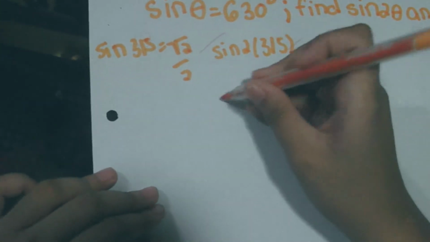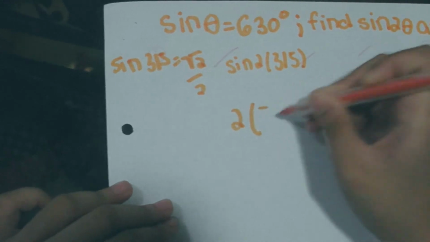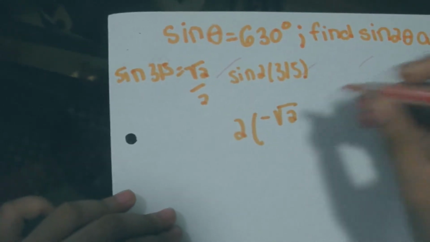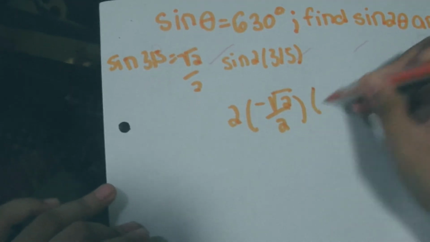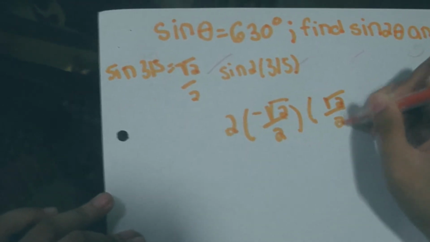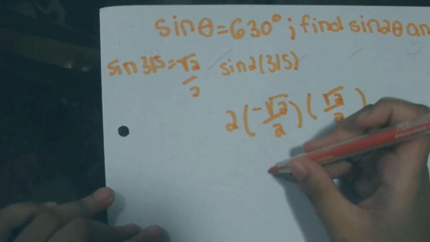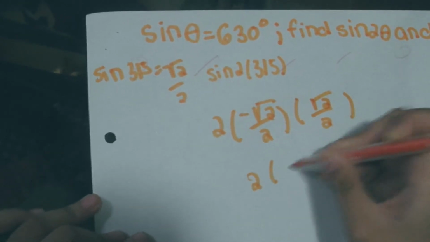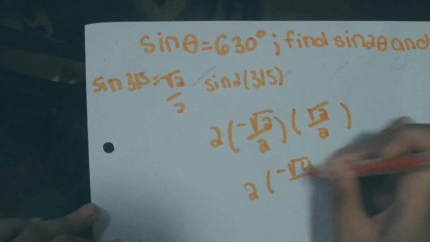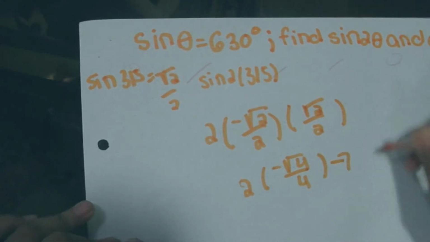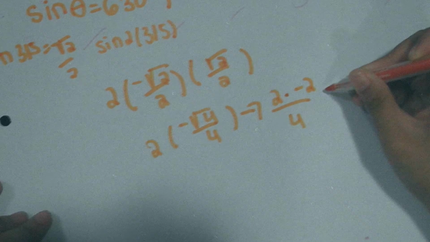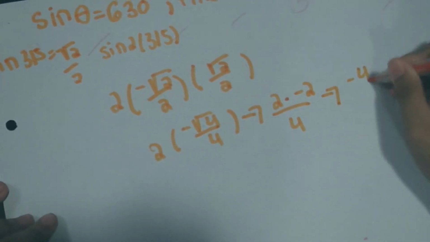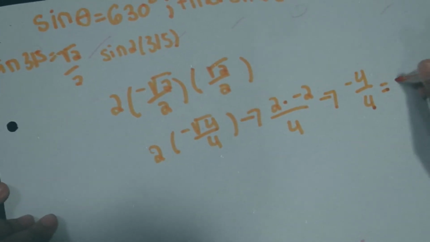Now let's solve. So 2 is multiplied by negative square root of 2 over 2 times square root of 2 over 2. So 2 times negative square root of 4 over 4. Then 2 times negative 2 over 4 will be negative 4 over 4, which equals negative 1.